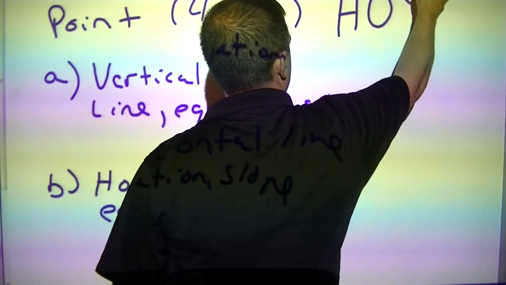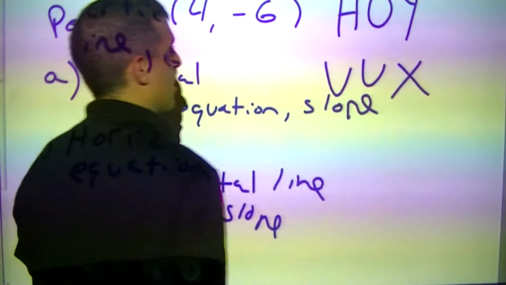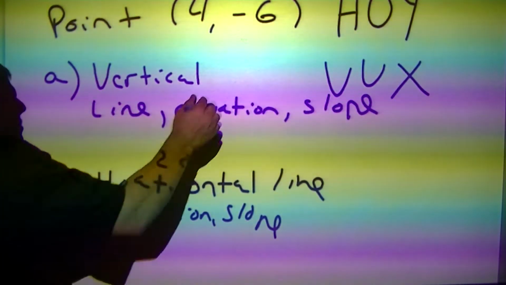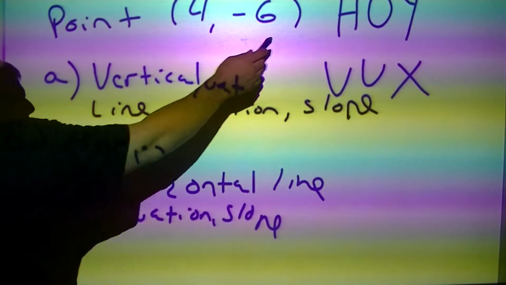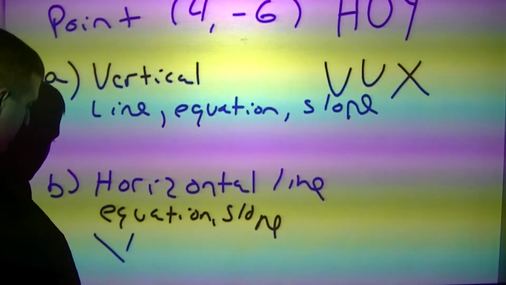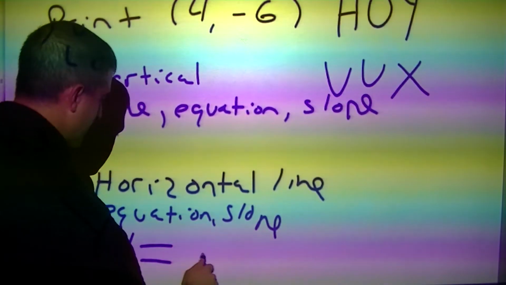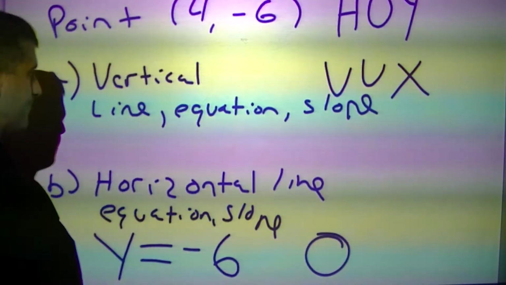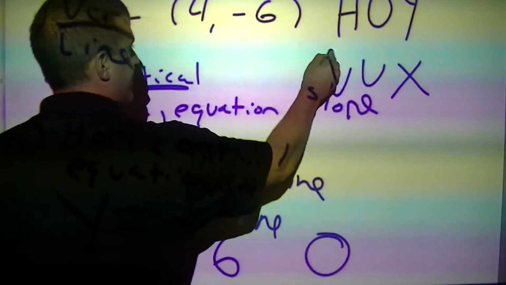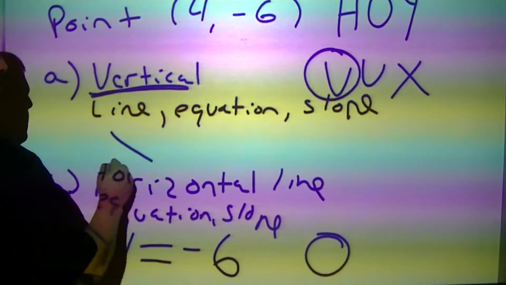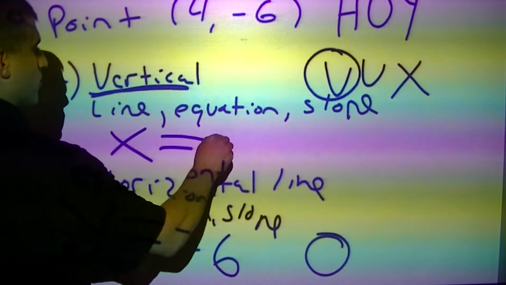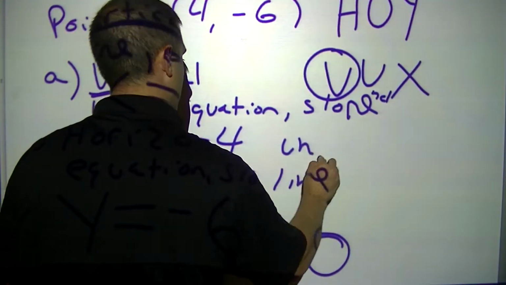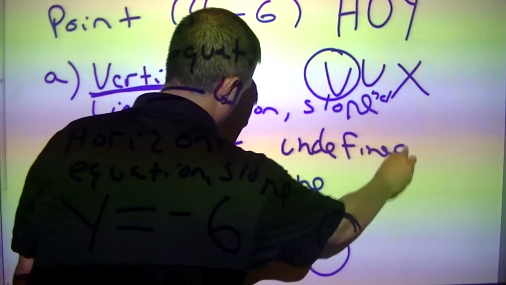HOY, VUX. HOY stands for horizontal. Okay? So if it's a horizontal line, that's what I want. That's going to be a y equals based equation. Well, what's my y here? Negative 6. What's the slope? That stands for 0. For a vertical line, that's here. That's going to be an x equals equation. My x equals will be 4. My slope, this means undefined. Okay? So HOY VUX is how you do those.